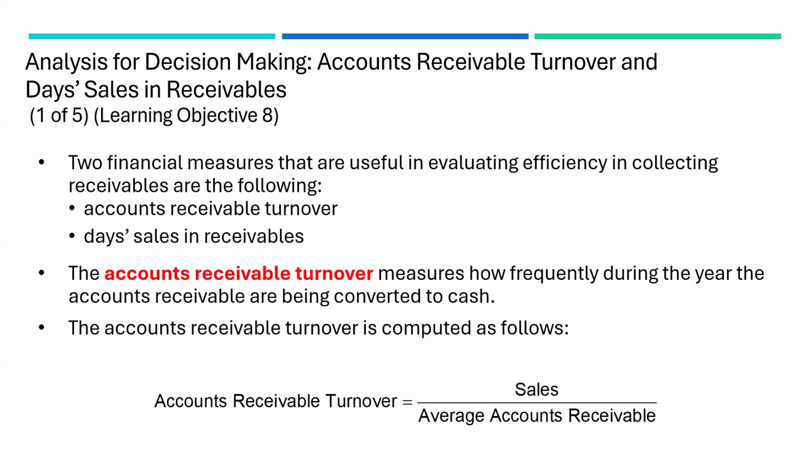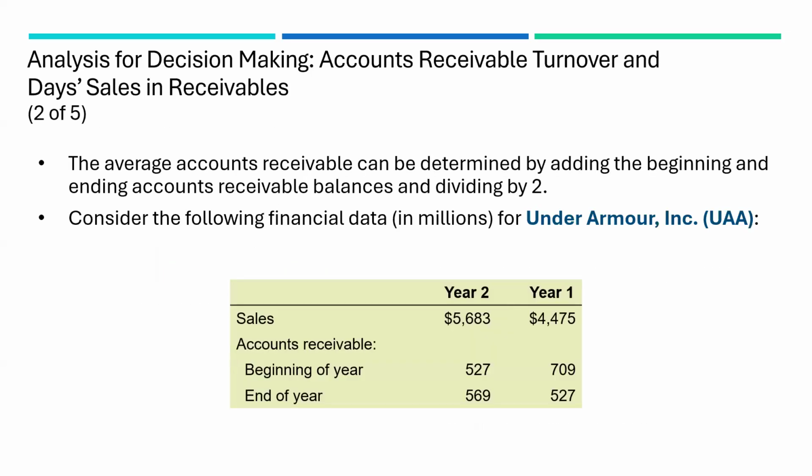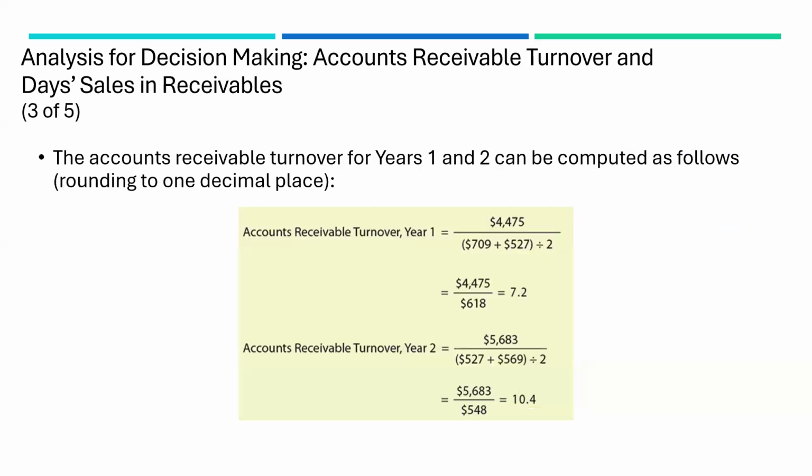We get our average accounts receivable by adding up the beginning and ending, dividing by 2, same as the other turnover metrics. So for Under Armour, we can get our turnover metric by taking 527 plus 569 divided by 2, and then we divide our total sales by that number, we get 10.4.